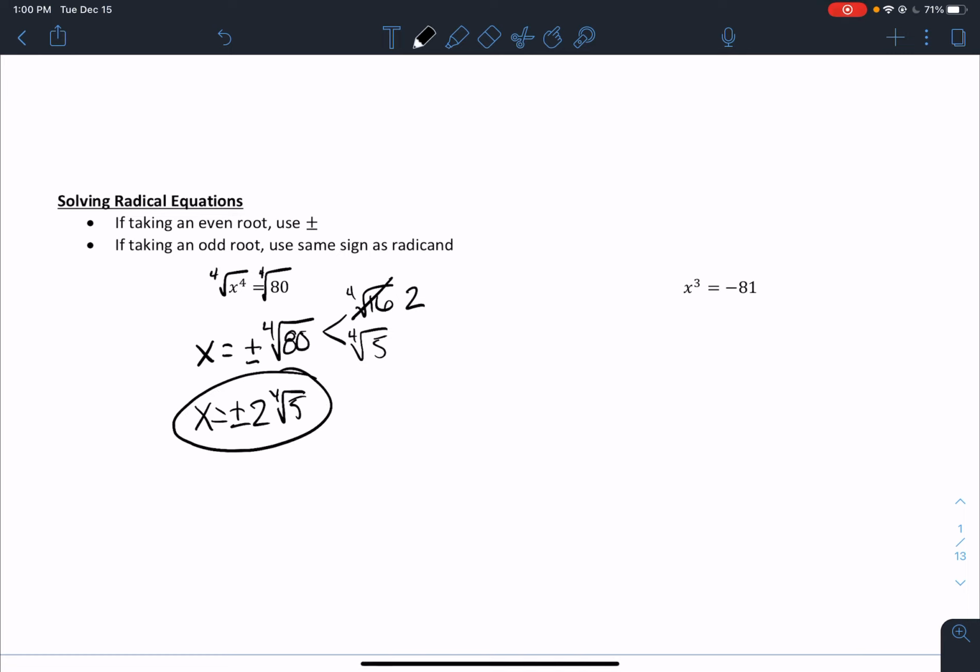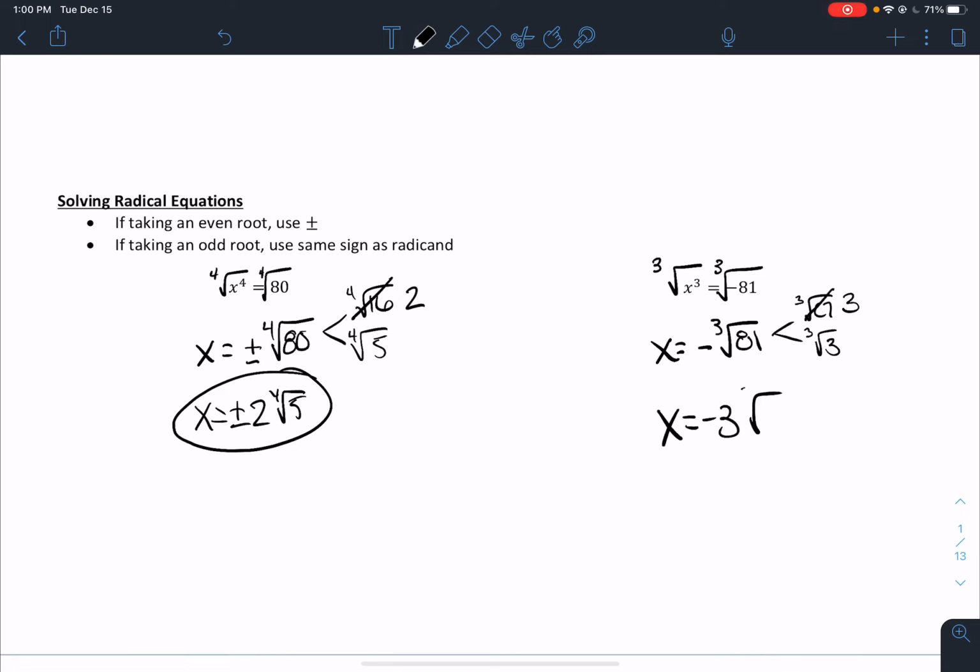And if I take the cube root of negative 81, x equals, take the negative out while we're at it, the cube root of 81. Well, that's cube root of 27 times cube root of 3. The cube root of 27 is 3. So x equals negative 3 cube roots of 3.